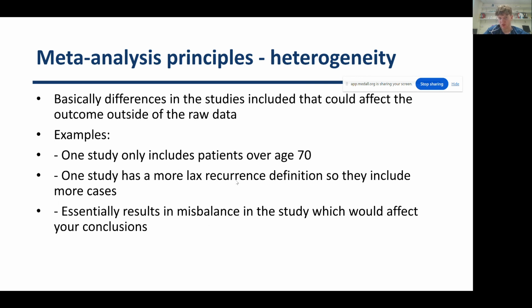Essentially, it just results in a misbalance in the study, which could then affect the conclusions that you make. So it's really important to use measures of heterogeneity, such as the I-squared statistic and random effects models, to make sure that you don't miss out on that.